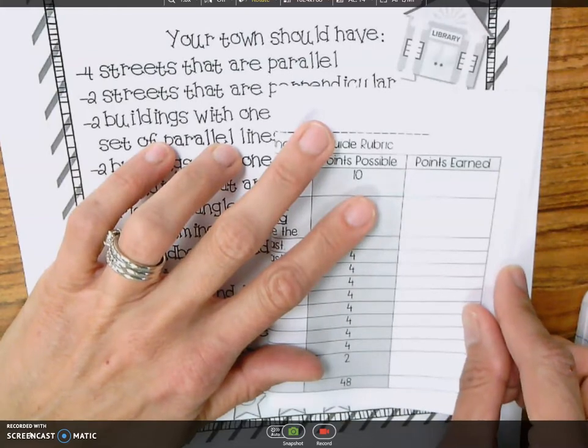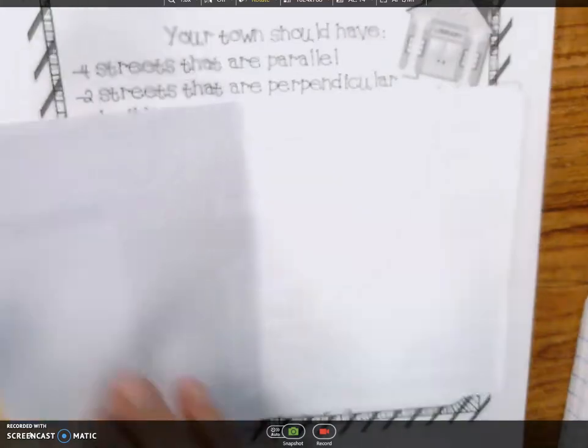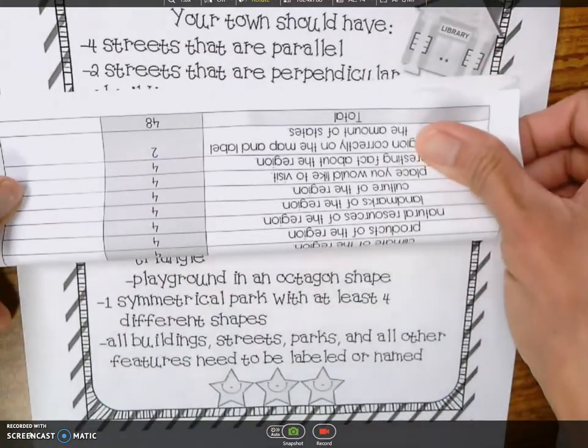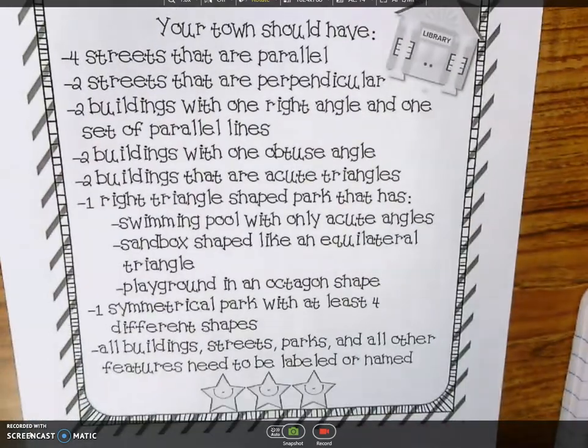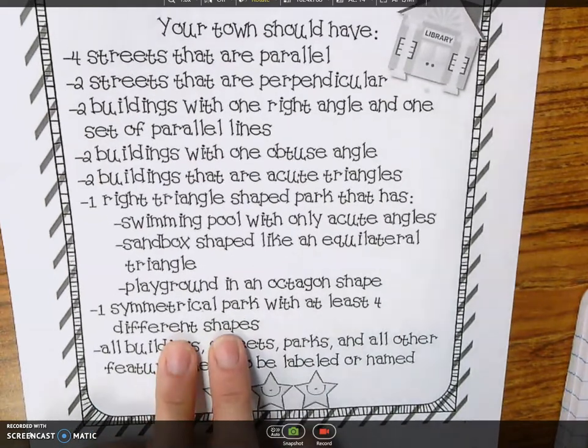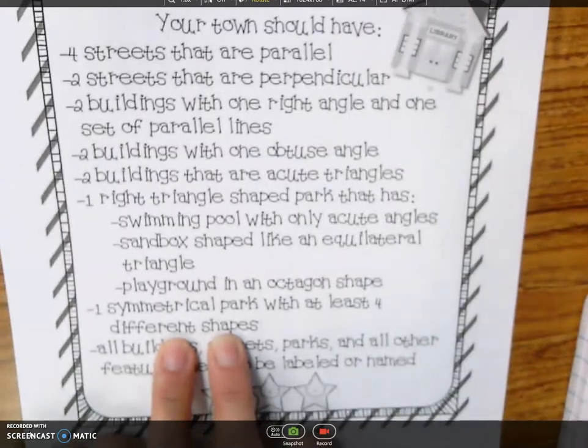Now, this is symmetric in a couple of different ways. It's symmetric this way. It is also symmetric this way. So the symmetry is in 2 different ways. So when we have a symmetrical park with 4 different shapes inside of it, we're going to draw a symmetrical shape, and the shapes inside of it should also be symmetrical. And you will create this town right here on this back page.